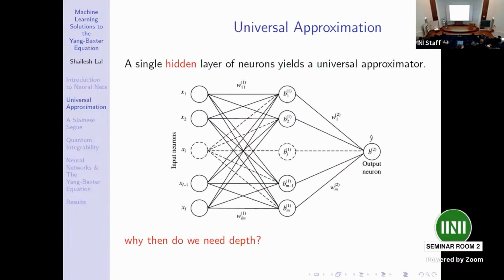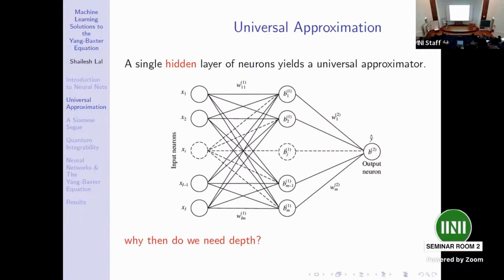So that's basically the idea of why a single neural network with a single infinitely wide hidden layer is actually a universal approximator.